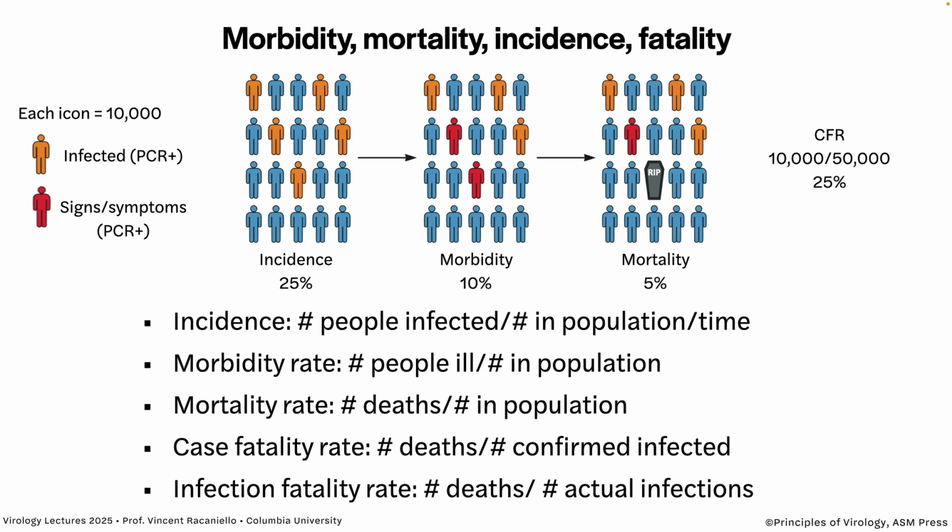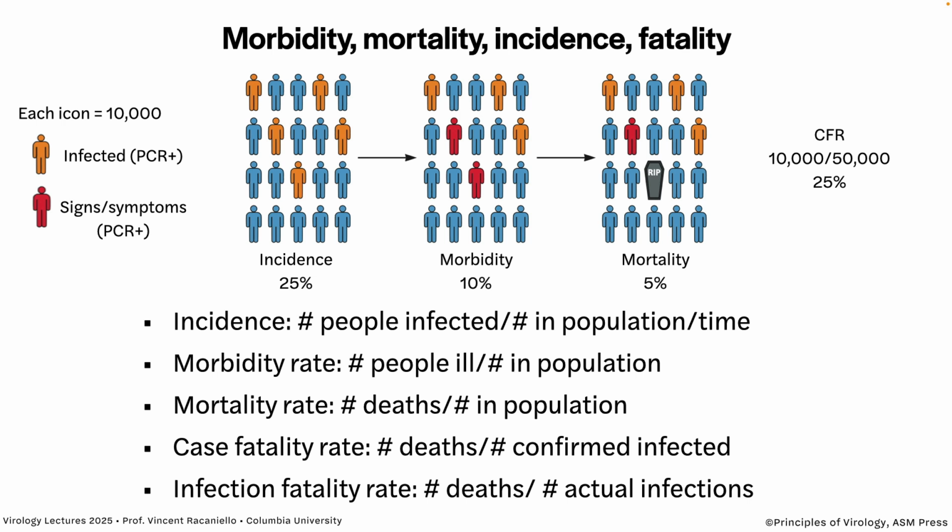The morbidity rate is the number of people ill over the number in the population. The mortality, number of deaths over number in the population. Very straightforward calculations. The case fatality rate is the number of deaths over the number of confirmed infected. All right, so here we have a mortality rate of 5%, and a CFR of 10,000 over 50,000 would be 25%.